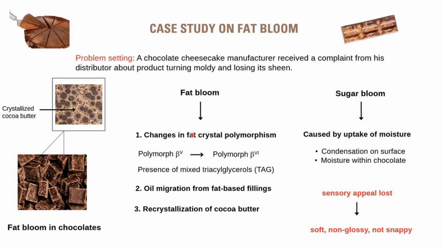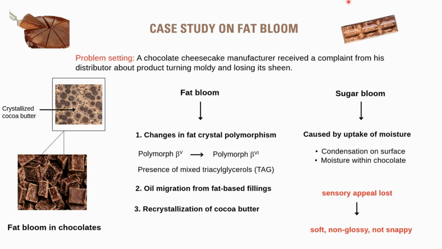So when we are studying a phenomenon like fat bloom, it is quite challenging. Why? Because there are several reasons resulting in fat bloom in your chocolate product. It depends on whether we are dealing with chocolate as a product itself or as a topping on other products, just like this cheesecake. The most common cause of fat bloom in plain chocolates is polymorphic transition of cocoa butter crystals from beta 5 to beta 6, imparting your end product, which is chocolate, a hard sensation when consumed.